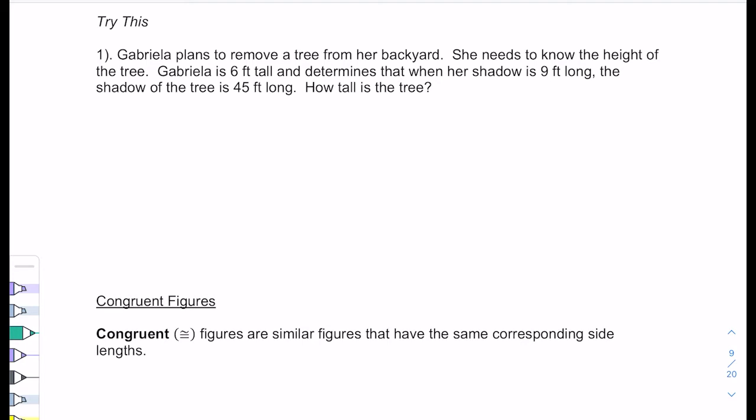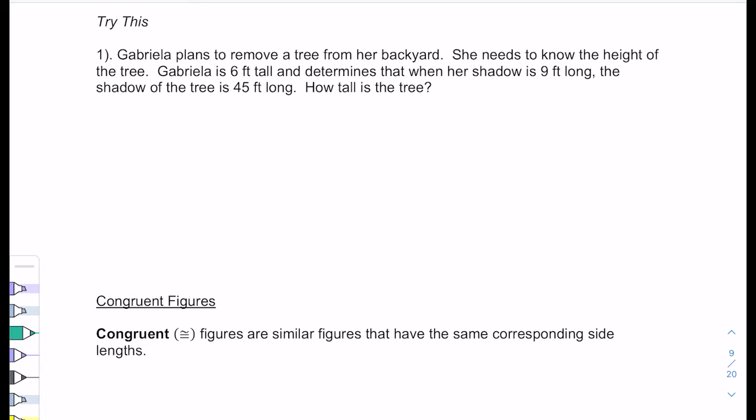Gabriella plans to remove a tree from her backyard. She needs to know the height of the tree. Gabriella is 6 feet tall and determines that when her shadow is 9 feet long, the shadow of the tree is 45 feet long. How tall is the tree? So this is known as indirect measurement. You can measure tall objects using this method just by measuring shadows. Since they're on the ground, it's easier to measure.